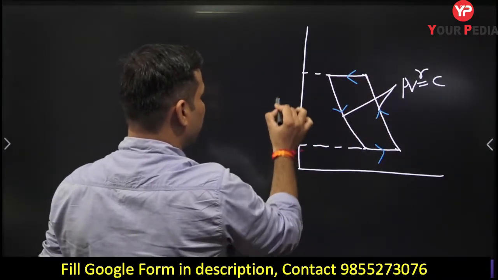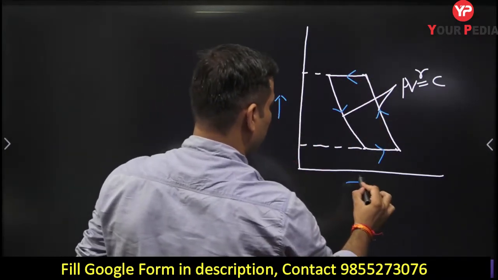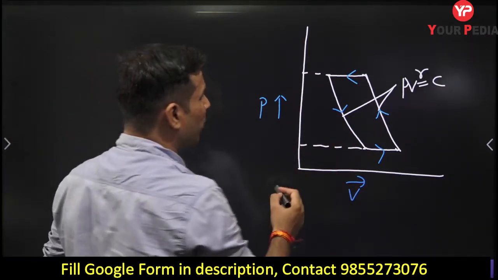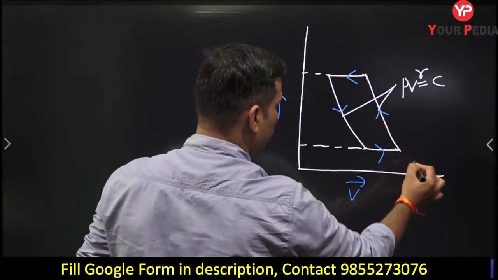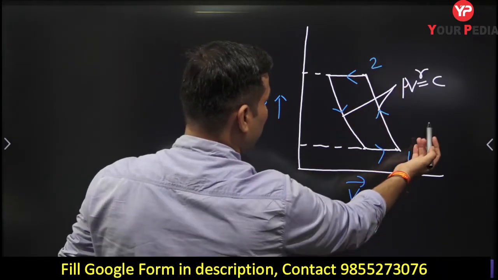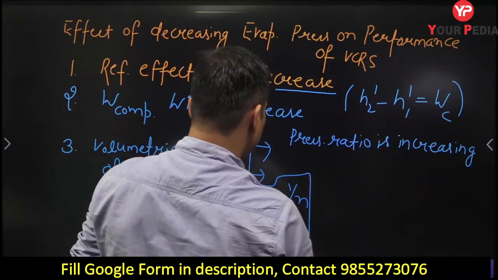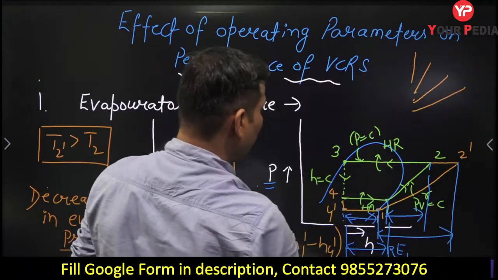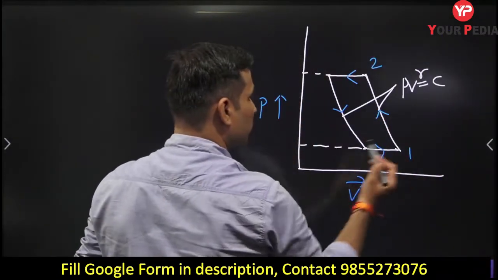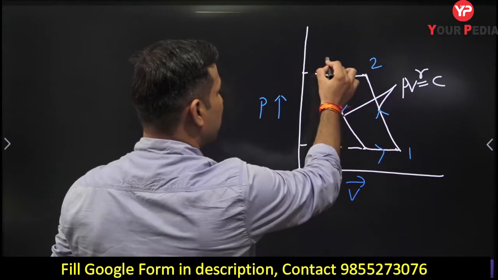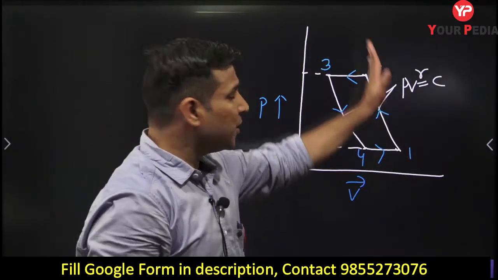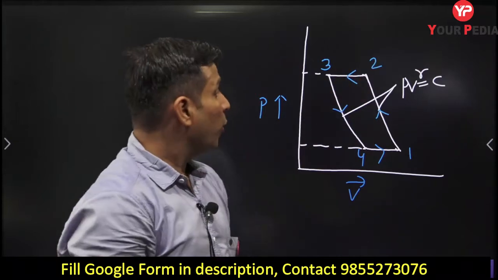This is a PV diagram, pressure versus volume diagram. So suppose I mark different points here, this is 1 and 2, then this is 3, 4. So 1, 2, 3, 4. We are showing only isentropic compression here. This is the compression 1 to 2.